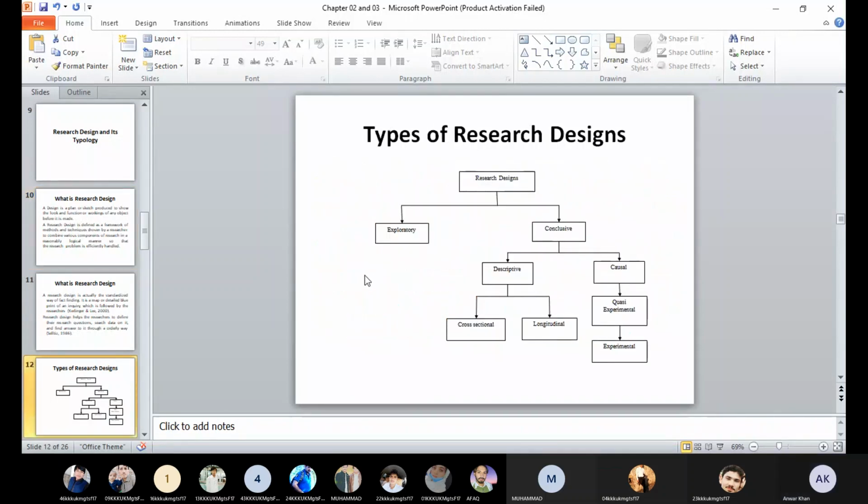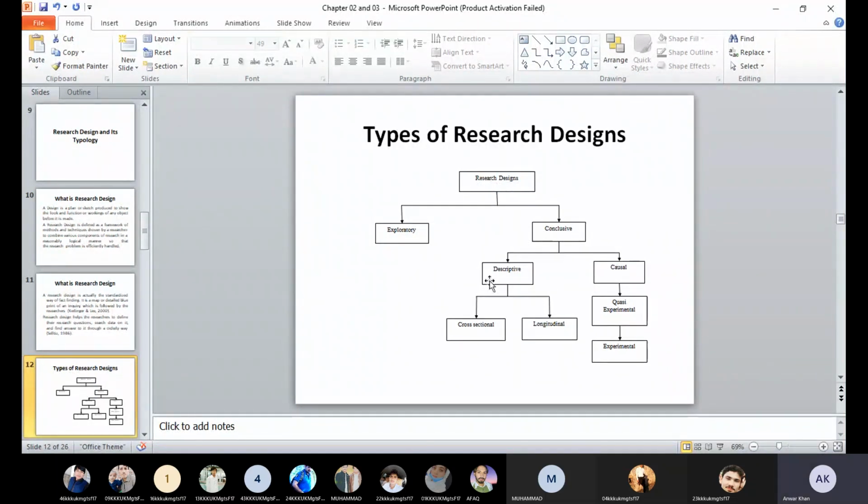So here you can see we have the typology of the research. We have two major types. One is the exploratory research, the other is the conclusive research. The conclusive research is further divided into the descriptive research and the causal research. The descriptive research is divided into cross-sectional and longitudinal research. The causal research is divided into, what we call, the experimental and the quasi-experimental.